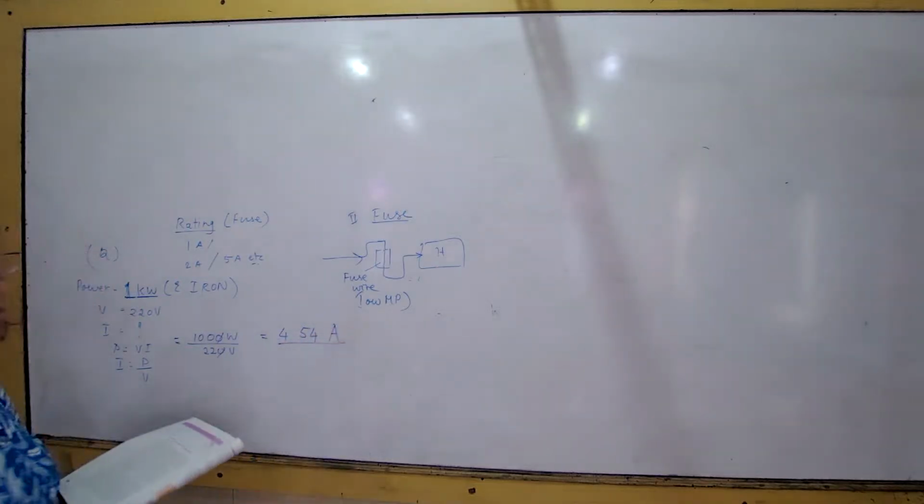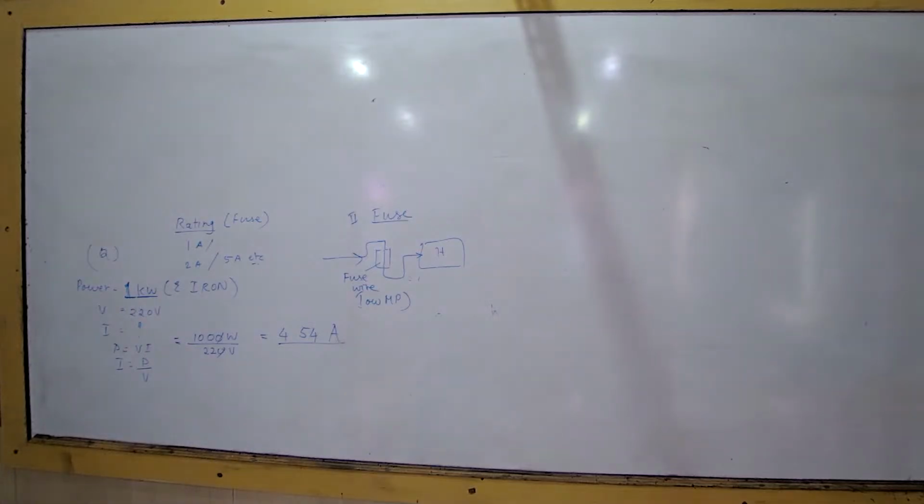Ayush, I don't expect you to talk. Everybody was silent till now. 4.54. Oh, that's all. 4.54. Is that okay? Did you all understand?